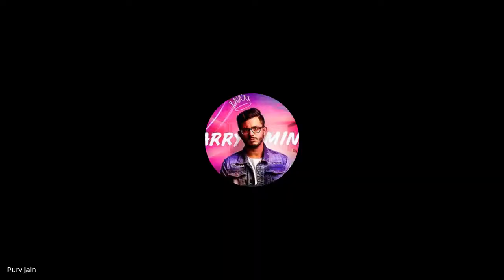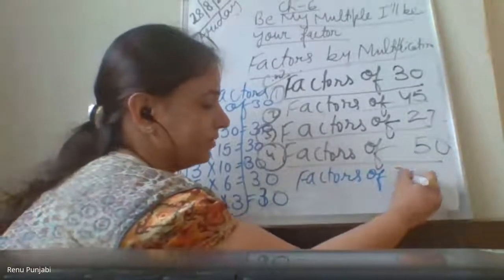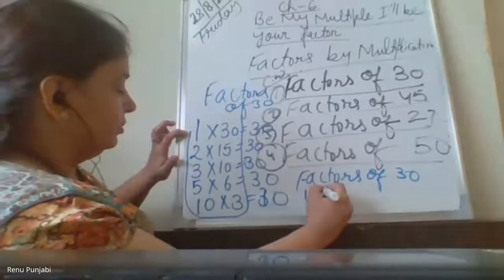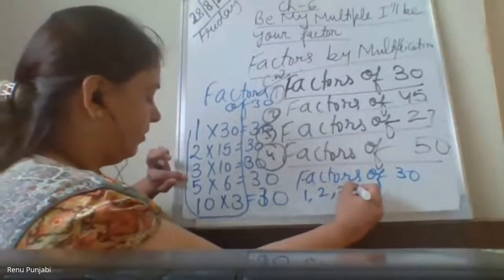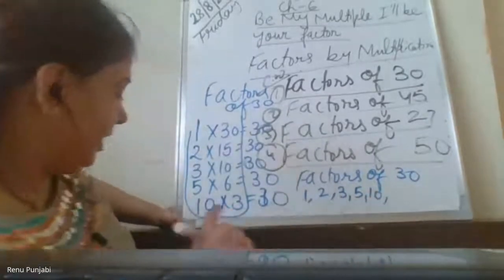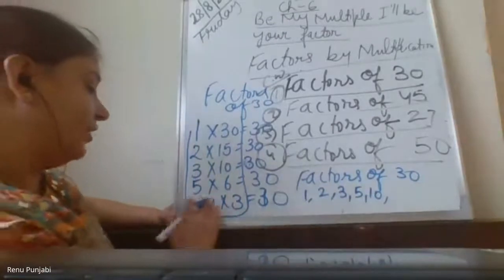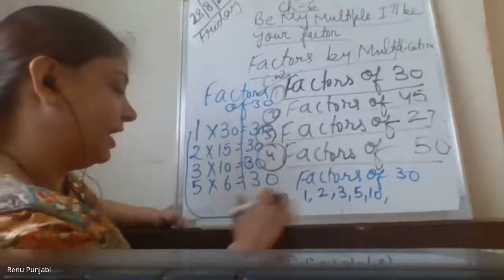Ma'am, in the chat box I have given all the answers. Okay, very good if you have written. So now write all the factors in one line. The factors of 30 are 1, 2, 3, 5, 10, and 3 is coming again, right? So we will not write the 3 again, which we have already written.